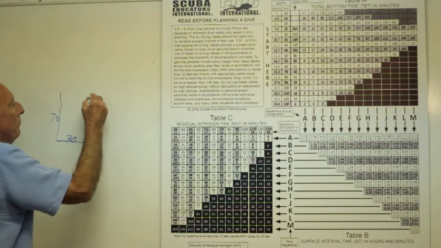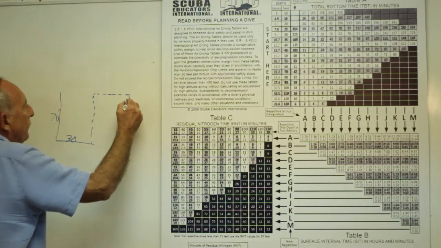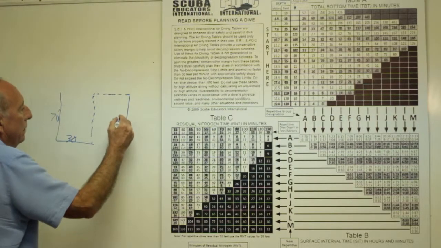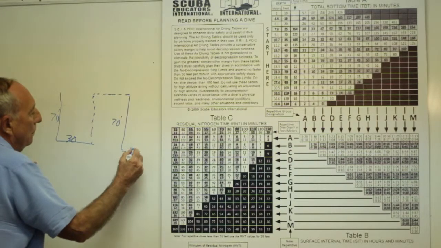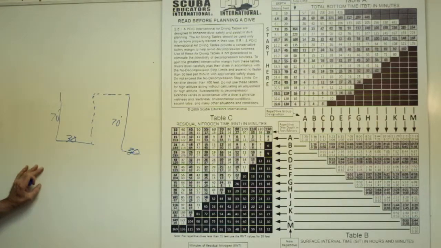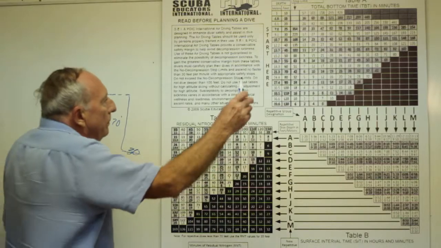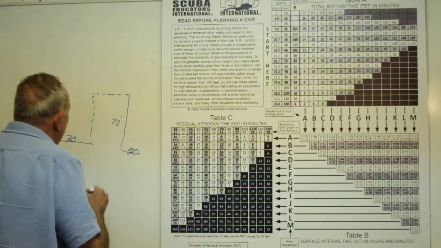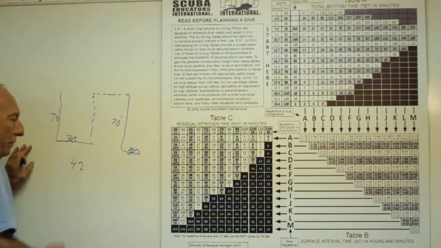Now we're going to come back up. We're going to spend a surface interval. We had so much fun at 70 feet, we want to go back down there again. And we want to get 30 minutes again. Now we have to figure out how much time we have to spend on the surface in order to be able to do this dive. Same as before, we look up our no decompression limit at 70 feet. Our no decompression limit at 70 feet is 42 minutes. So we're well within our limit if we're going to spend 30 minutes there.